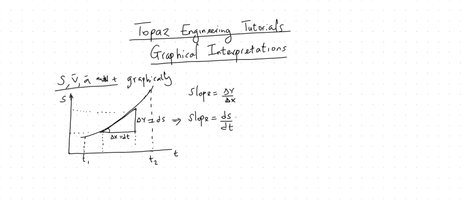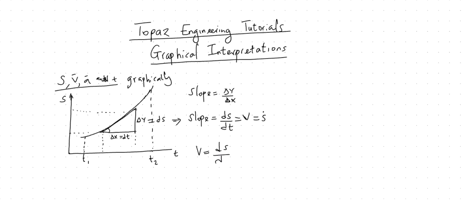ds/dt gives us the velocity. All right? The slope is the same thing as the velocity, and velocity is the same thing as what? S dot. The same thing as S dot. So we can get our velocity from the position-time graph. Let me write the slope in ds and dt, ds/dt.